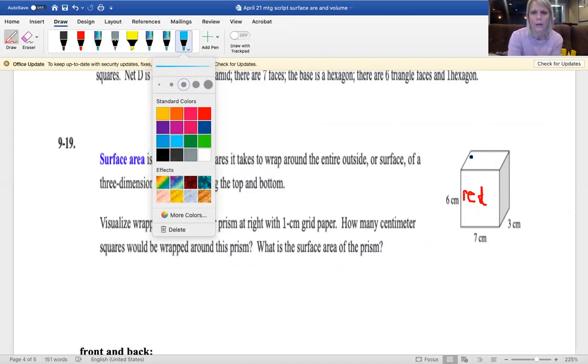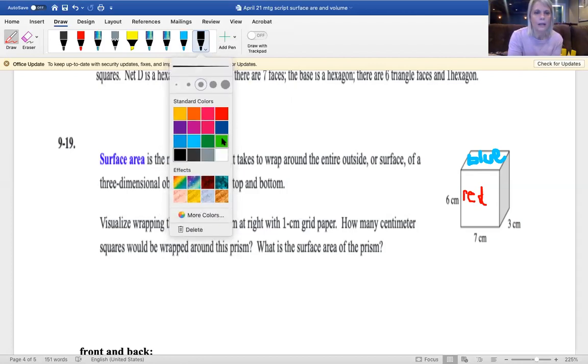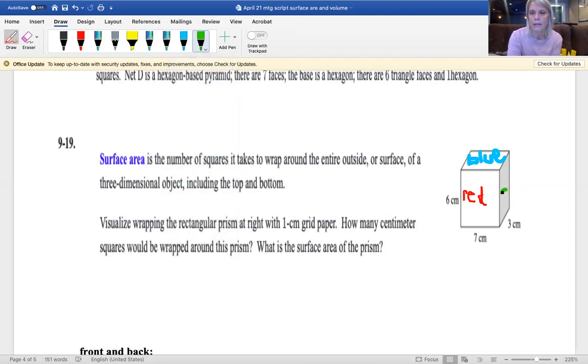Let's make this blue. So I'm going to make the top of this blue. So the top face, or the two bases, I'll make blue. And then let me add one more pen. And then I'll make this side face green. So I'm just labeling these with colors, because when I'm talking about this, I'll say the green, the blue, the red.